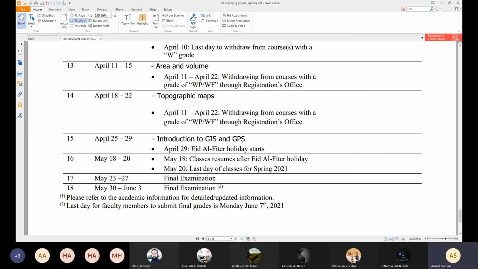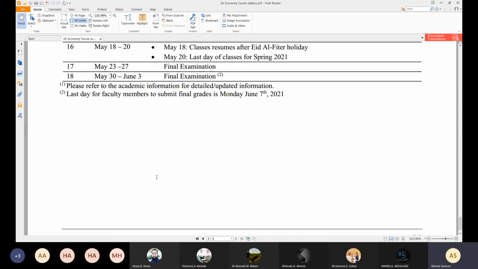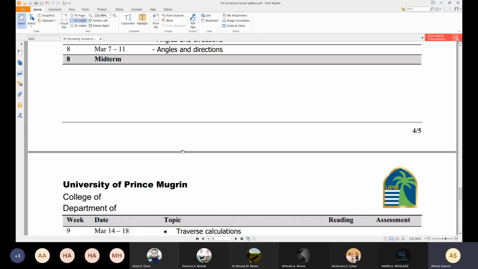And finally, in the last week, we are going to have an introduction to GIS and GPS, through which you are going to know precisely the position of a point. After that, we are going to have the final exam. You need to know that we are going to have a break in the last days of Ramadan. Then we are going to continue after Eid al-Fitr, inshallah. So this is the course syllabus. If you have any question about the course syllabus, please ask me.